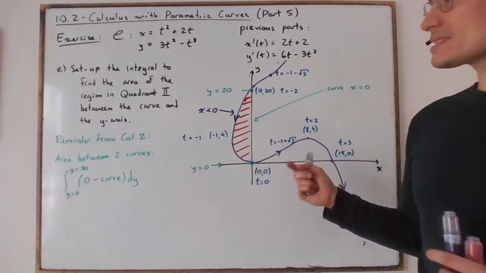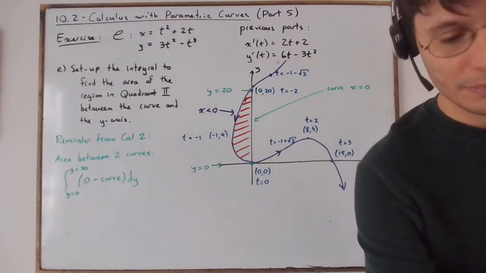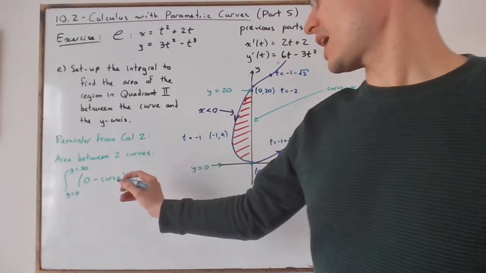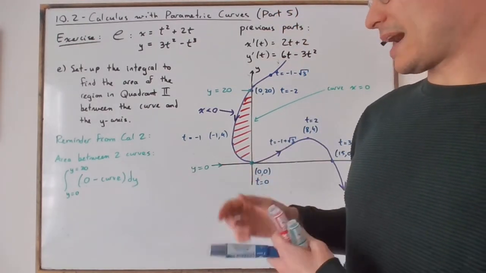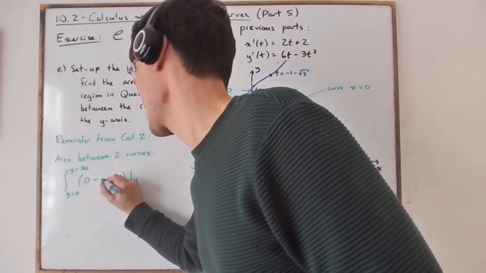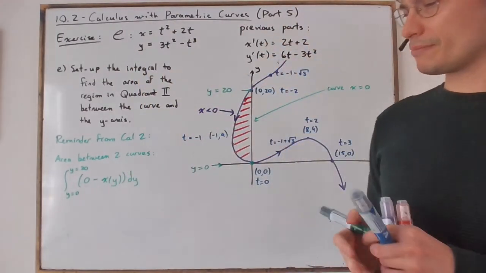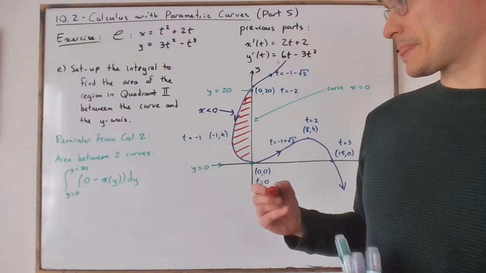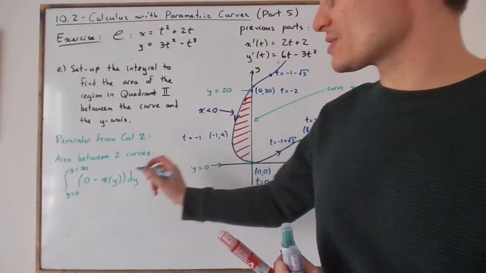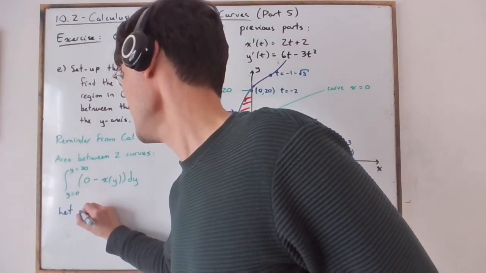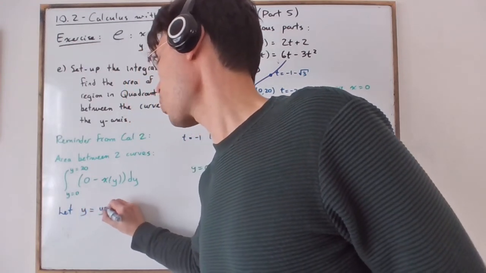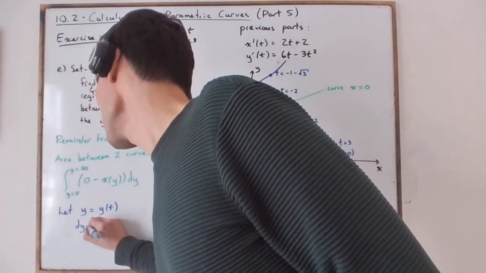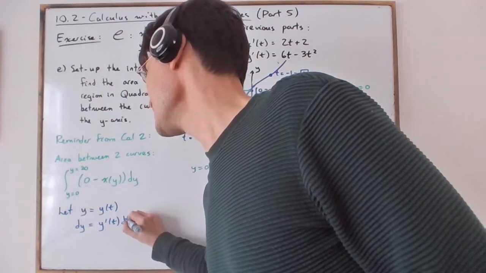Now we have to make a change of variable. The curve is going to be expressed as x of y. That's the first part of the problem, to set up the integral properly. Then we let y equal y of t, so we're going to integrate in t instead. Then dy is going to be equal to y prime of t dt.